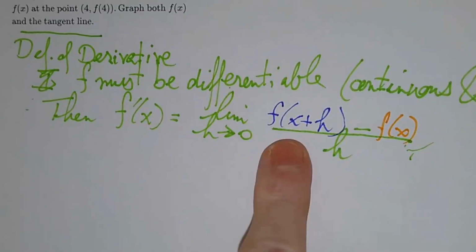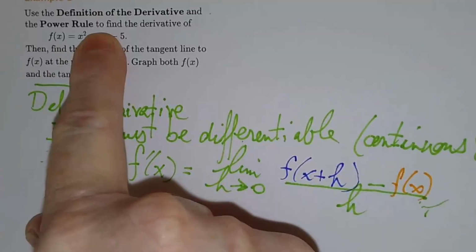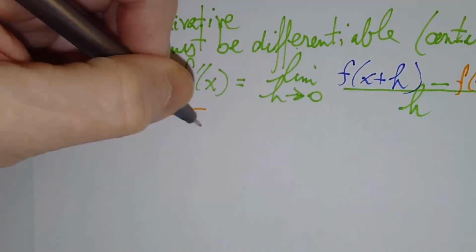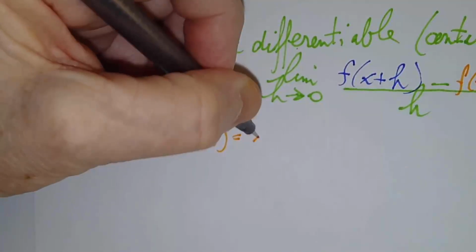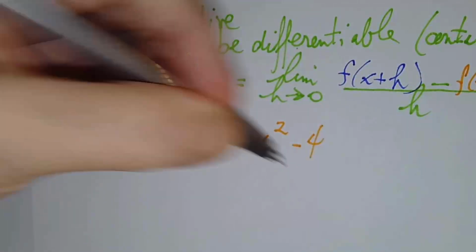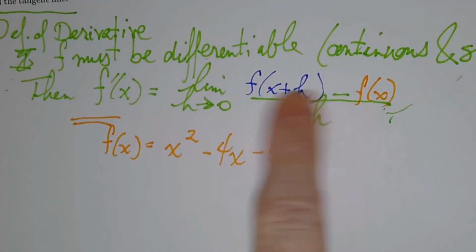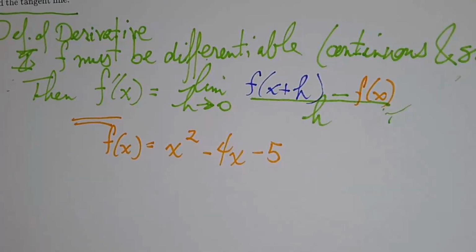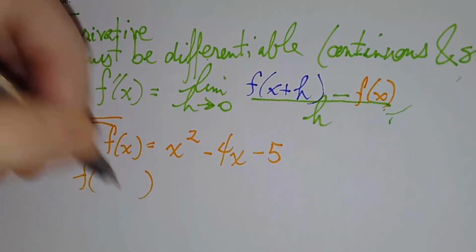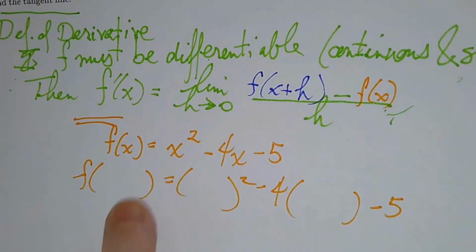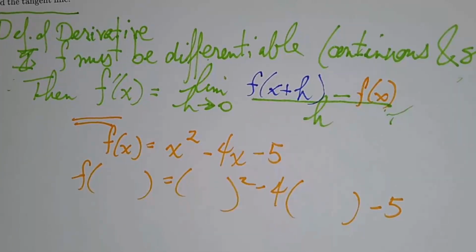Well, I can see that I have F of X that was given. Let's write that down. We know that F of X is X squared minus 4X minus 5. We need, for the formula, also F of X plus H. So I've got F equals something squared minus 4 times something minus 5. And in all of these spaces, instead of putting X, I'm going to put X plus H.